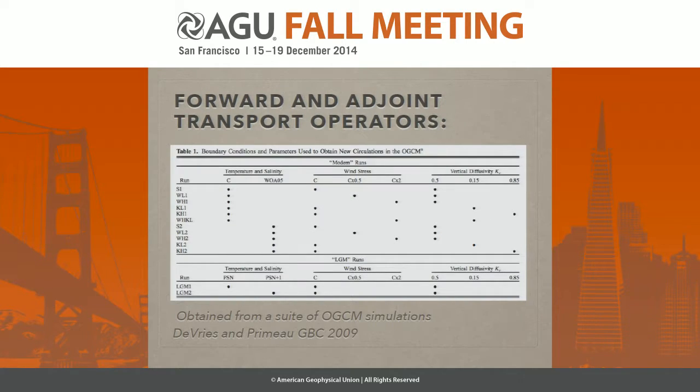All right, then this is just to tell you where I got these advection diffusion transport operators from: a paper written by Tim DeVries and myself in JBC. I'm not going to go through what they all are, but they have different salinity and wind forcings and different mixing rates. They were easily available, so I've been using these.